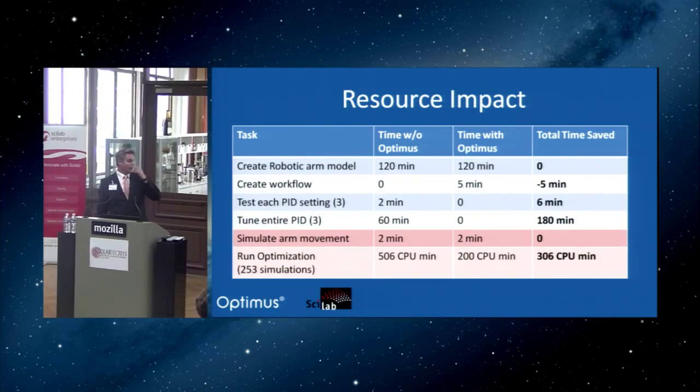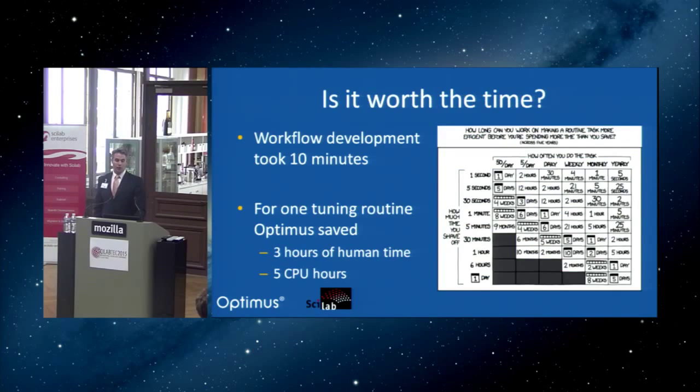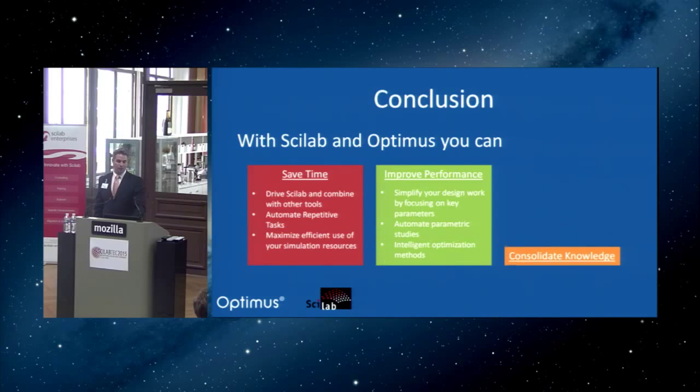The resource impact is what ended up being the most impressive here to us. We saved 180 minutes, so 180 engineering minutes using this Optimus approach versus using a traditional approach. So looking back at our table here, we had 10 days to do it, and we developed this workflow in about 10 minutes. So it was fantastic for us.